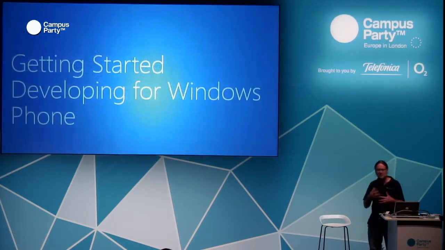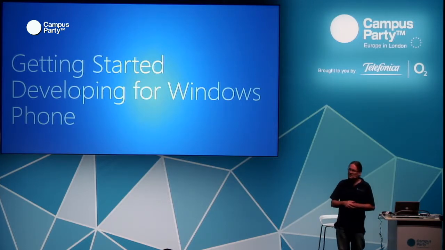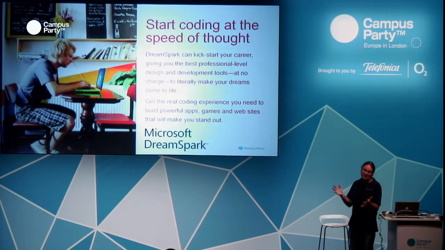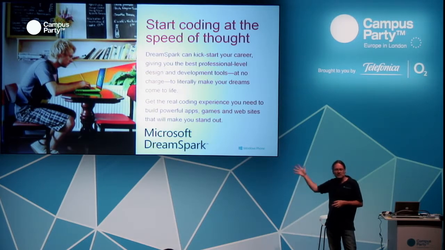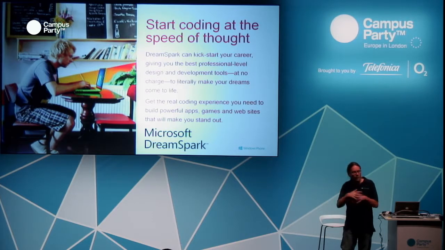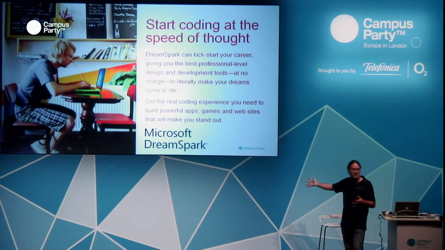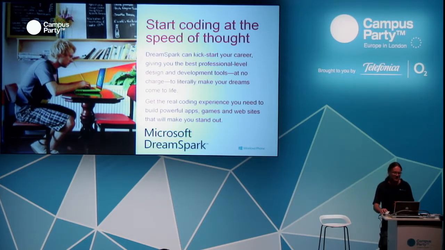Okay, I hope that's painted a picture of the landscape, if you like. So how, then, would you get started building apps for Windows Phone? Well, the first and greatest news is that as students, if you're a student, you need to join our DreamSpark program. If you join DreamSpark, you get all of our professional level developer tools for free. And it's free to join if you're a student. So, what's stopping you? Just join that, and it can give you a real head start because you get a lot of benefits by being in DreamSpark.